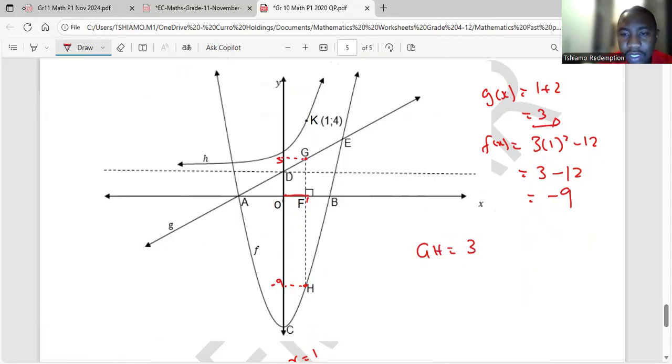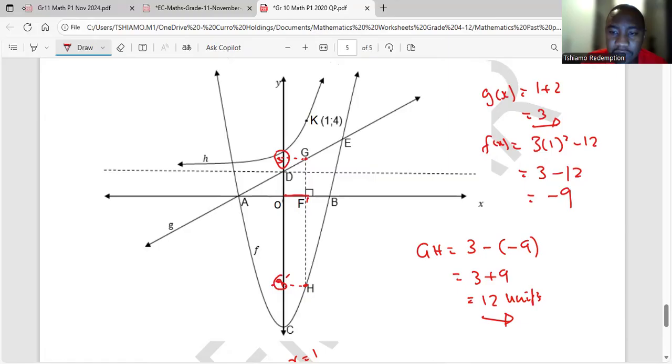So how much will GH be? GH will be 3 plus, sorry, so yeah, it's going to be a positive. 3 plus 9, which is 12. So you add the values. You just add 3 and 9, because we're dealing with distance, sign does not matter. So GH is 12 units.